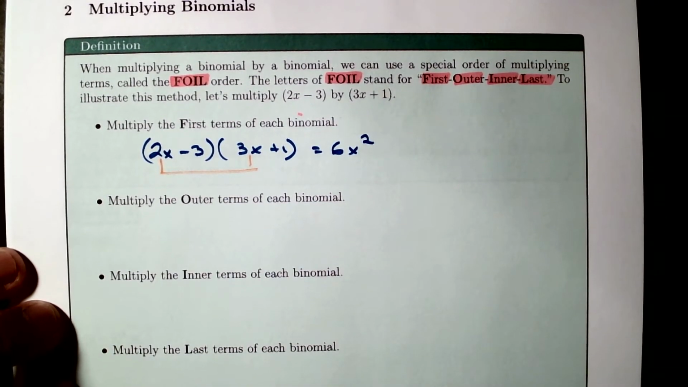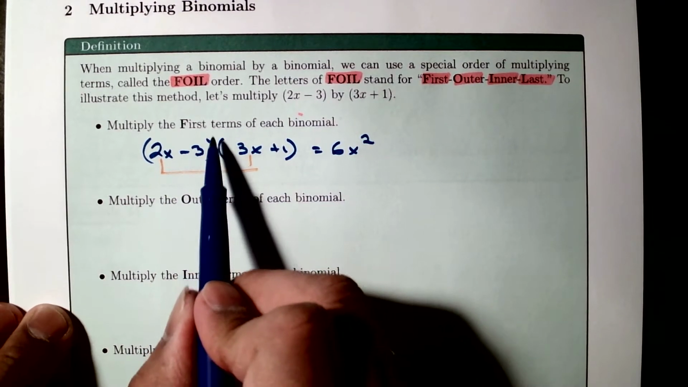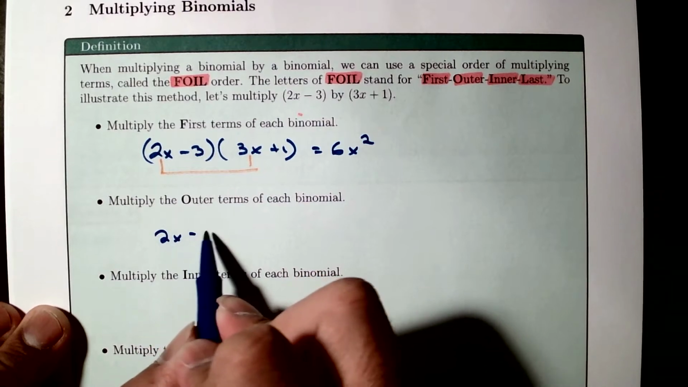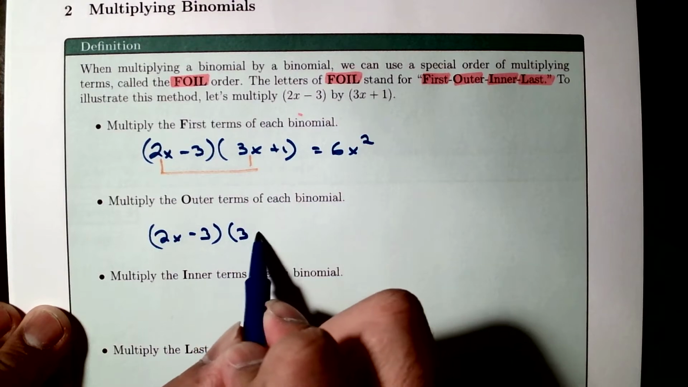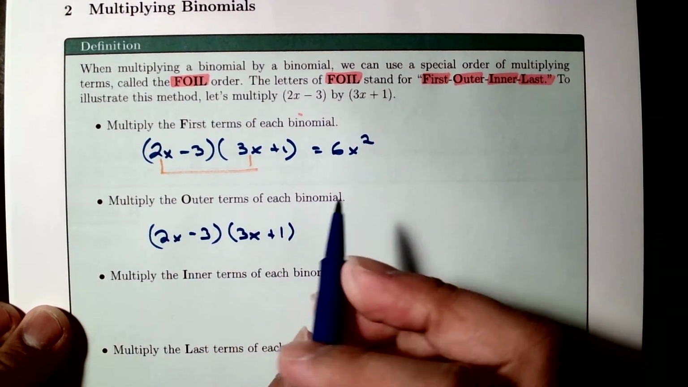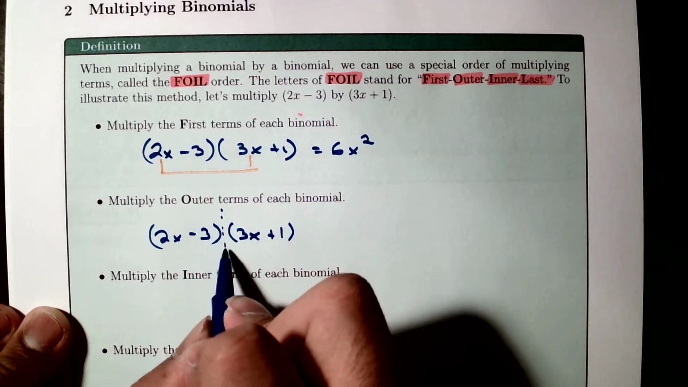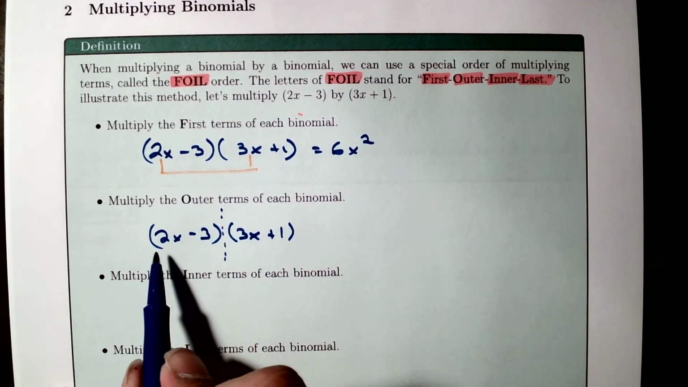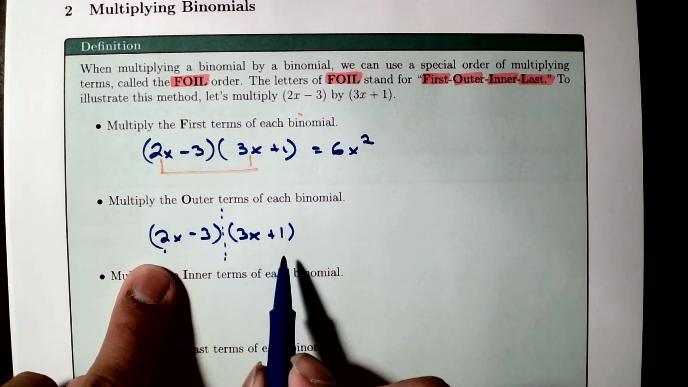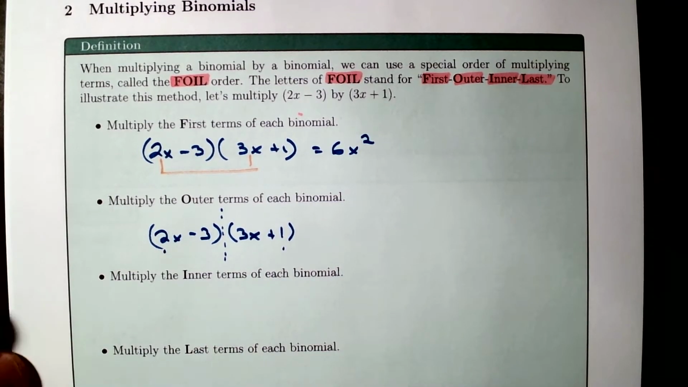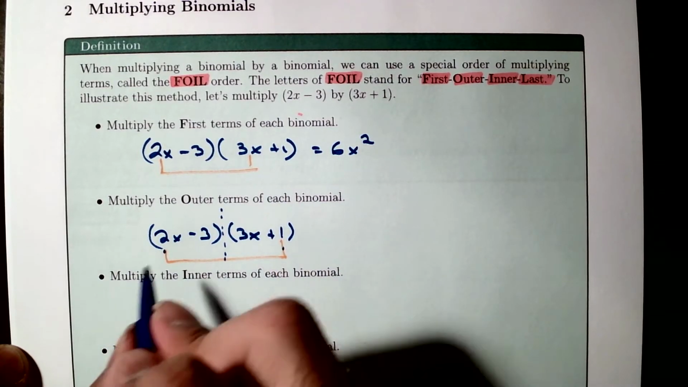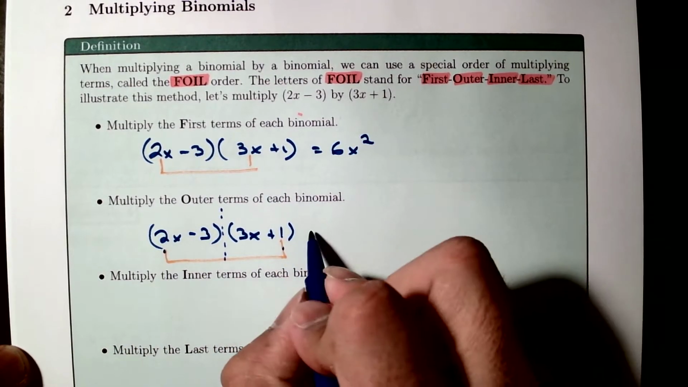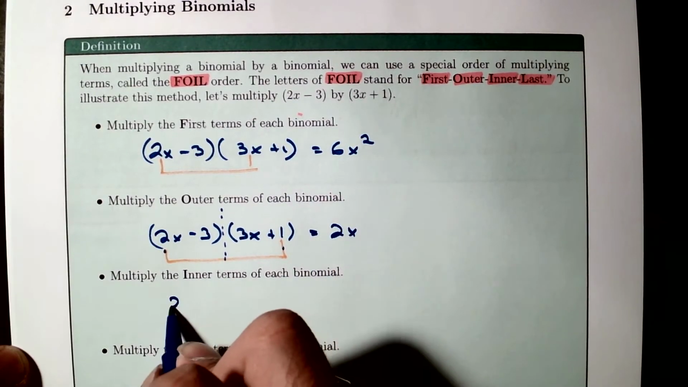Multiply the outer terms of each binomial. So you know we have two binomials. There's a middle place here. This is right the middle, if you will. So this is the outer of the first term. This is the outer of the second term. Outer with outer. That is 2x times 1. That is simply 2x.